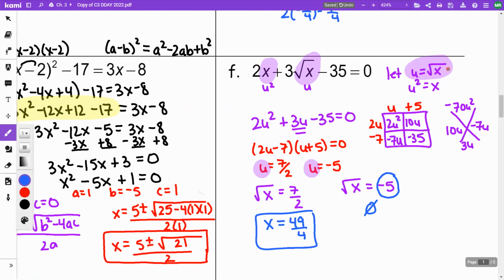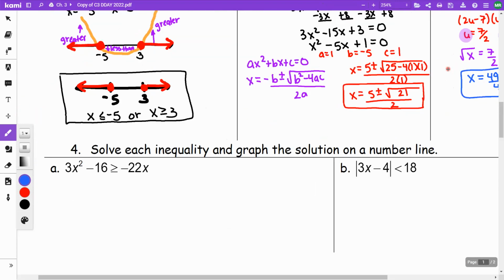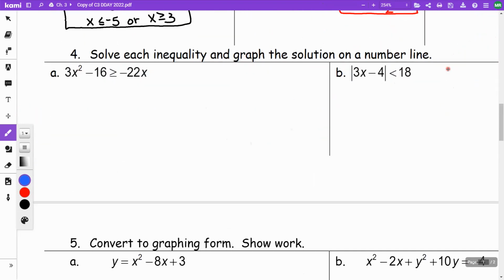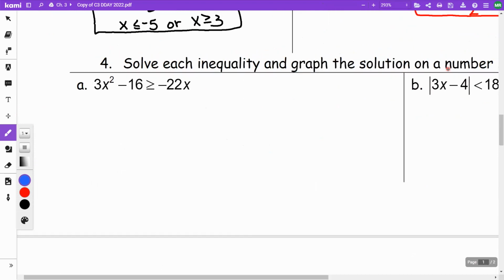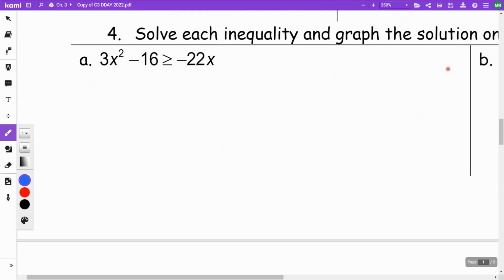On letter, well, actually, that's the end of that one. So on number 4, we've got more inequalities that we're going to put on a number line. So even if they don't say, hey, put it on a number line, you always put them on number lines. So for this one, I want to get everything on one side, 0 on the other side. So I'm going to add my 22x. This one I can't clean up by dividing by 3 or anything. So this one I'm going to do factoring.